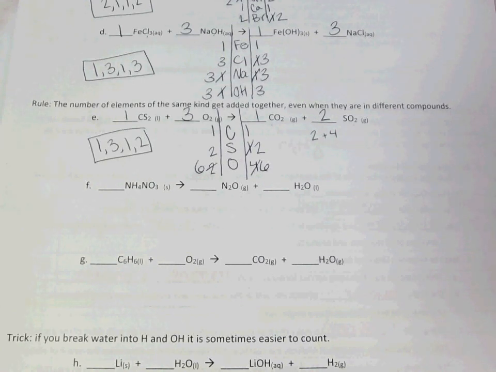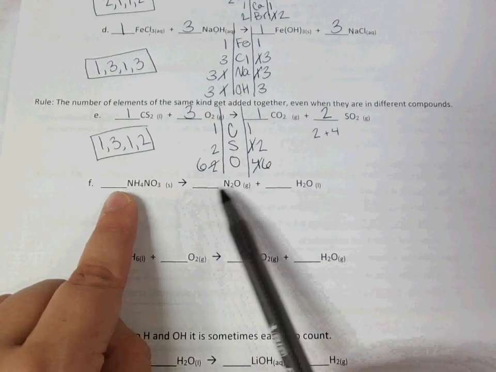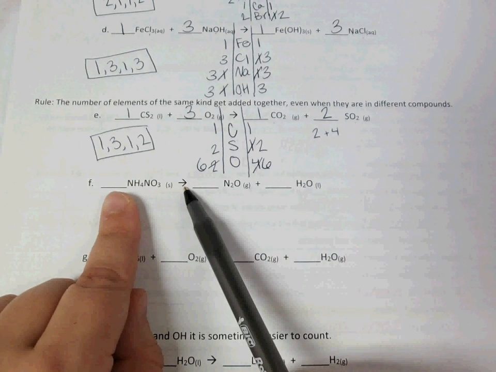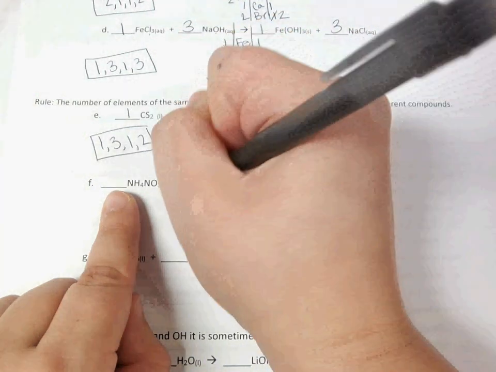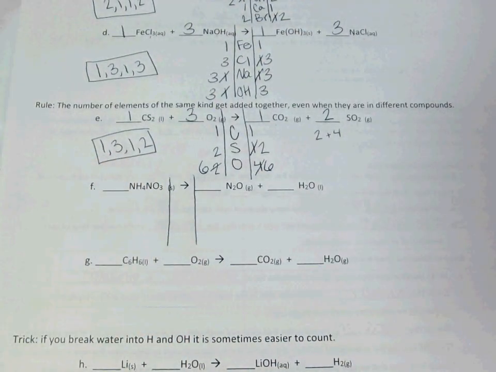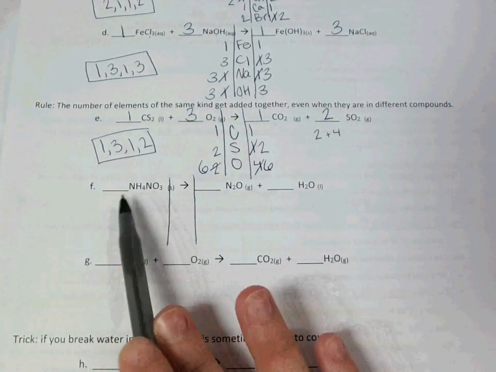Picking up with example F, if we start with ammonium nitrate decomposing into dinitrogen monoxide and water, my first step is to do what? Draw the lines, make your column over the arrow to separate your reactants from your products. So in this case, I only have one reactant. This is what we call a decomposition reaction, where you have only one thing that's going to break down into multiple things.